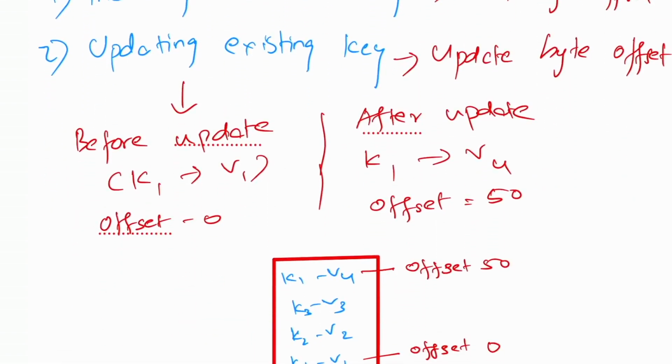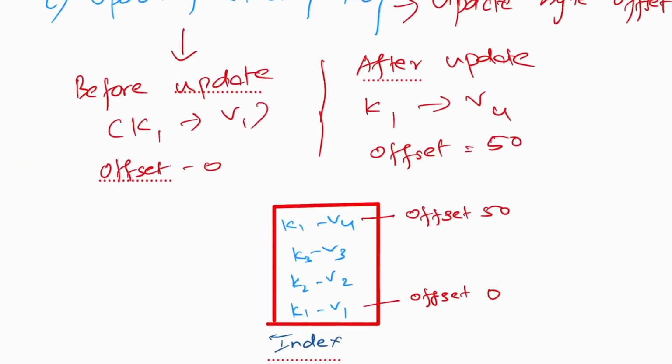So just a quick example. Let's say before updating, K1 V1 is at offset 0, right? Now, since we're only doing appends on our file, remember, in the actual file that we're storing, we're only doing appends. We're not actually updating the value directly. So what happens is your offset for K1 changes. Hence you have to update the offset in your index also.